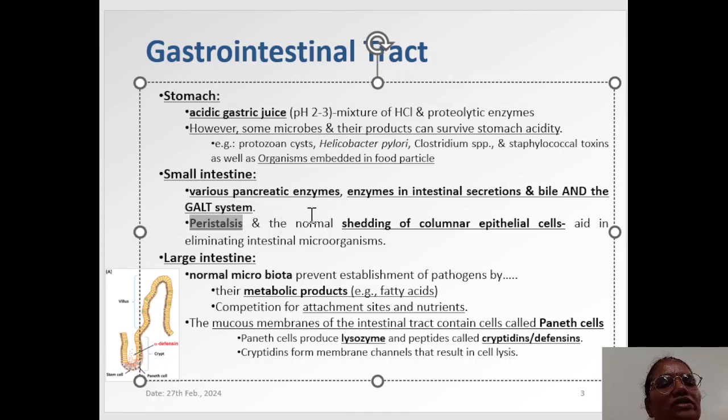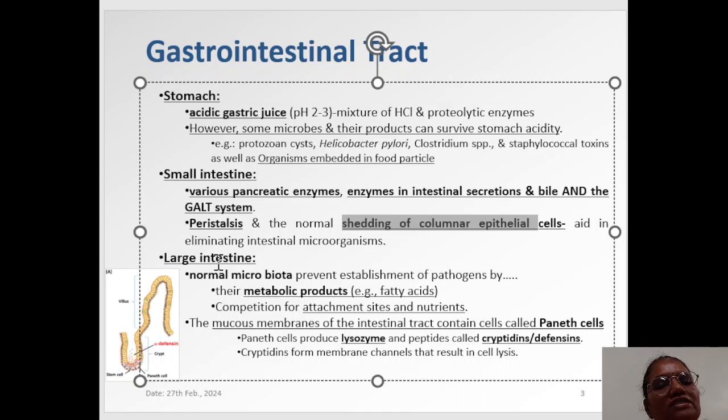In addition to that, there is a continuous shedding of the columnar epithelial cells, that is, the inner epithelial lining cells are slowly removed out of this area with the aging process or due to normal wear and tear. And with this sloughing of the cells, the organisms adhered to this area will also be removed. So these are the mechanisms functional in the small intestine.